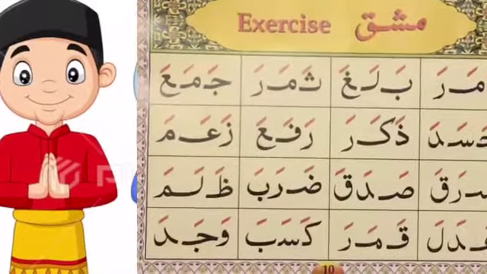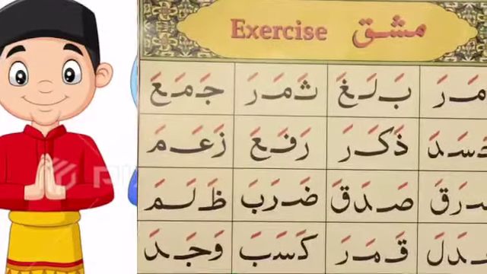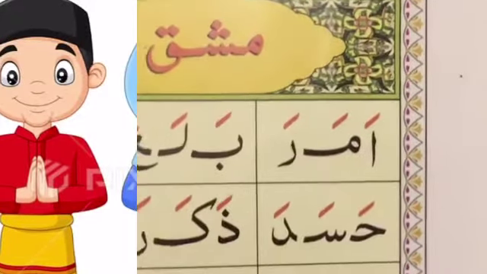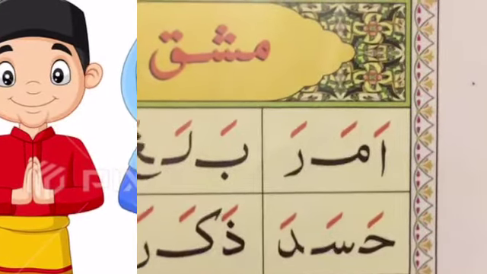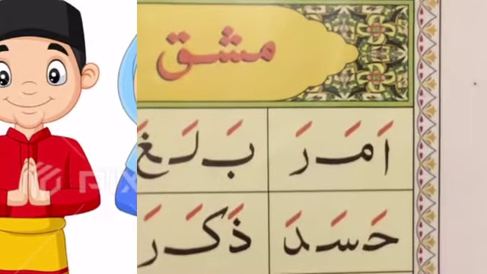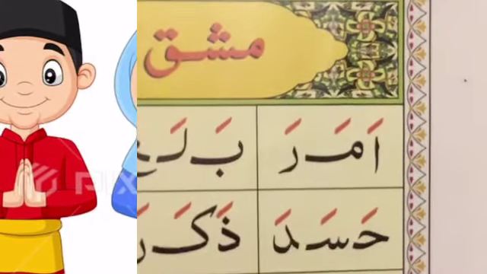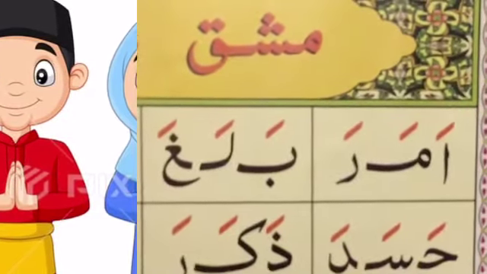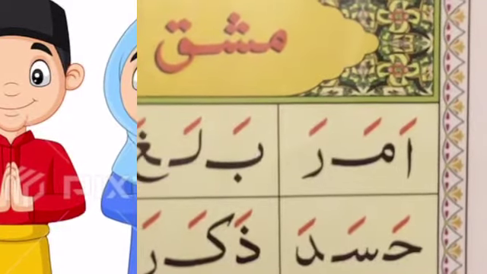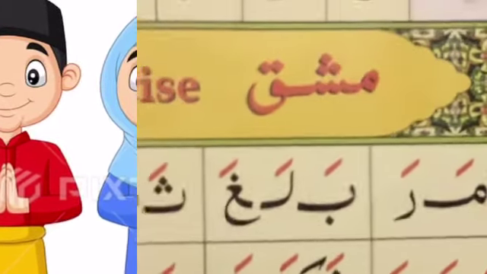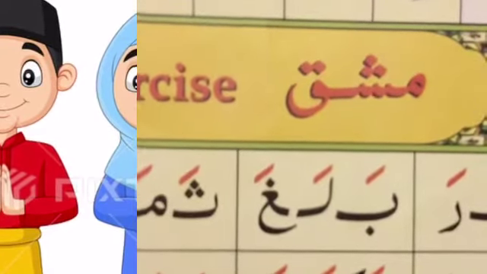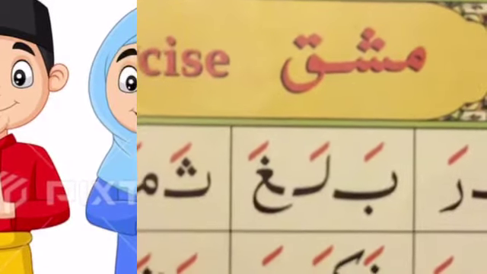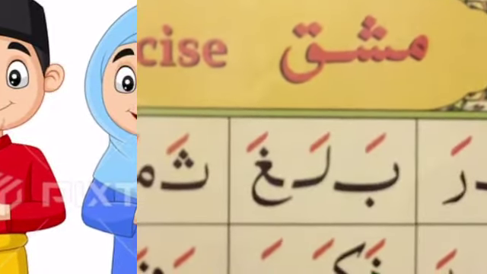Now we're going to talk about the exercise. So how I'm going to read the letter with Fatiha on the top. Here, he writes it as a-me-ro. The first letter is alif, and then I got meme after, and I end up with ro. The second here is ba-la-gha. First letter is ba, second is lam, last letter or third letter is ghain.